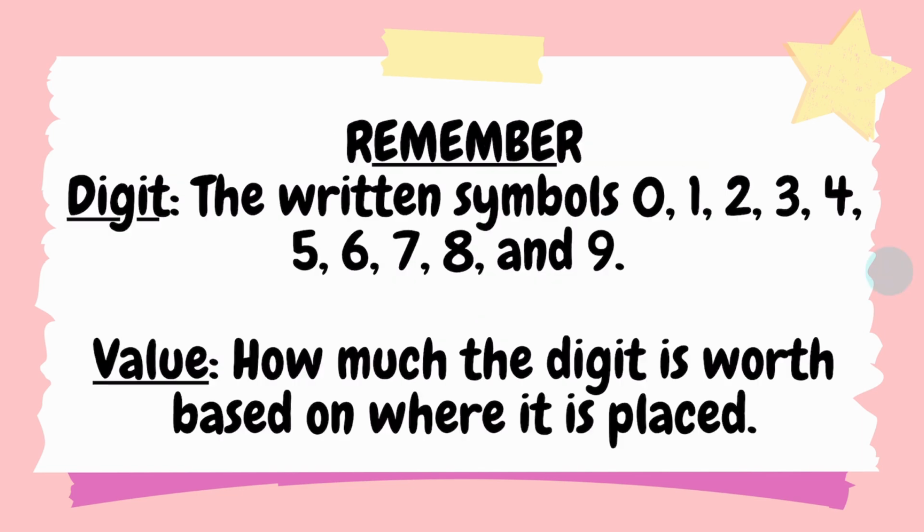All right, guys, as we close up today, I want you to remember that a digit is the written symbol that we put on paper. They look like a 0, 1, 2, 3, 4, 5, 6, 7, 8, and 9. The actual numbers we write are called digits. But depending on where you put the number, the value changes. The value is how much the digit is worth based on where it is placed.